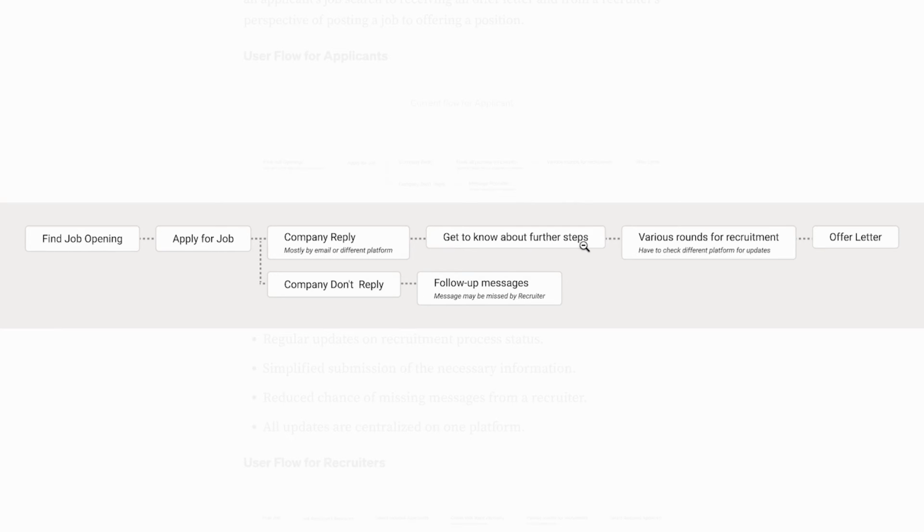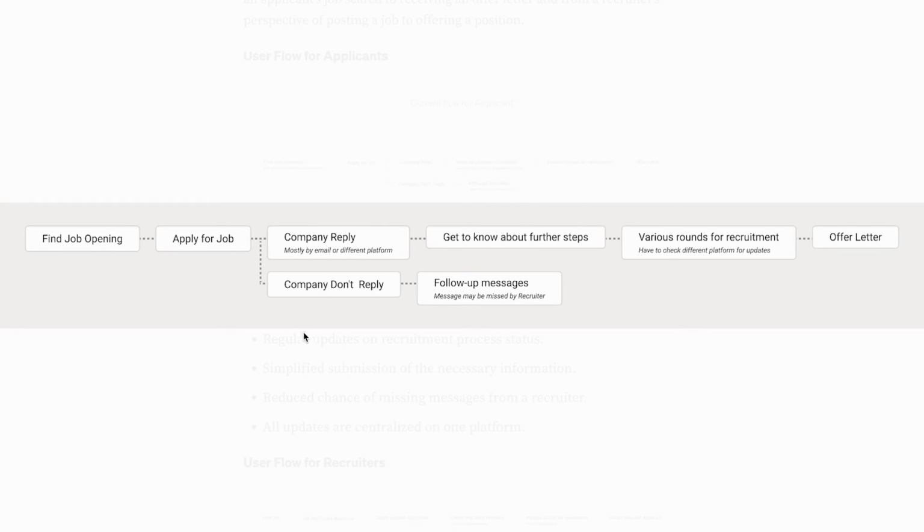And then you get to know about the other steps. Then you have various rounds for recruitment, and you have to check with different platforms. What sort of platforms, right? And what sort of updates, okay? Then offer letter is not a step, right? It's receiving the offer letter, accepting the offer letter, and then closing the role. That is the entire user flow, all right?